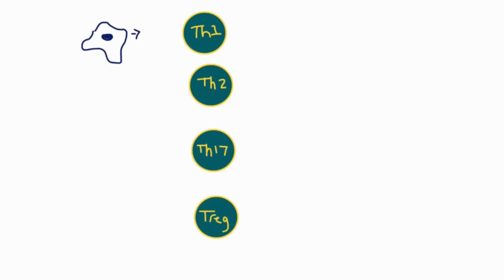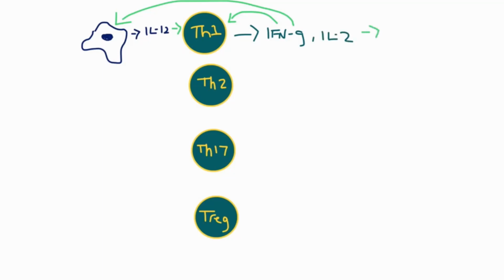Macrophages secrete IL-12, which leads to the differentiation of Th1 cells. Th1 produces interferon gamma, which has a positive feedback effect on the production of more Th1 cells. You are also well aware by now that interferon gamma stimulates macrophages. Th1 cells also produce IL-2, which activates cytotoxic T-cells and natural killer cells. Remember, this is to take care of intracellular pathogens.